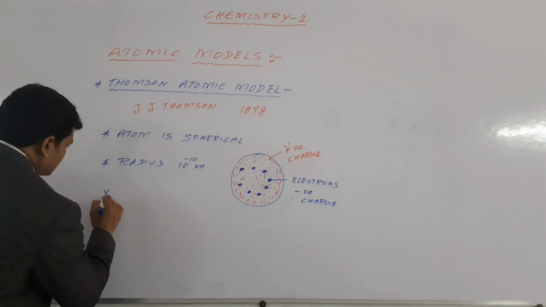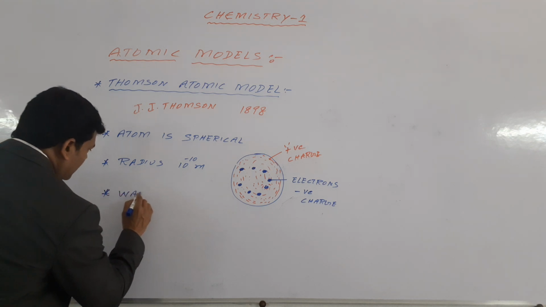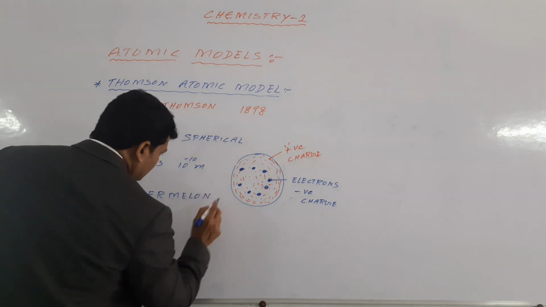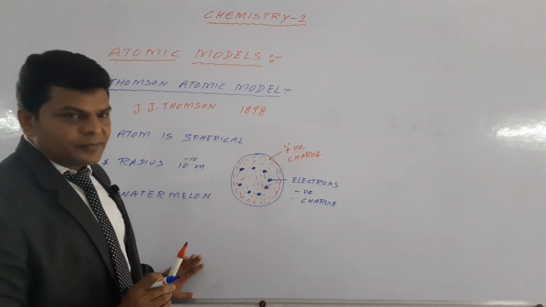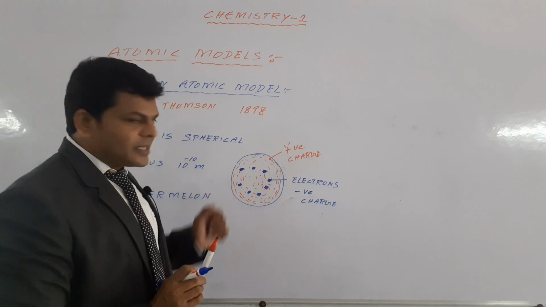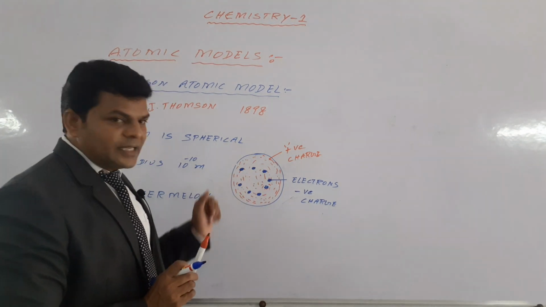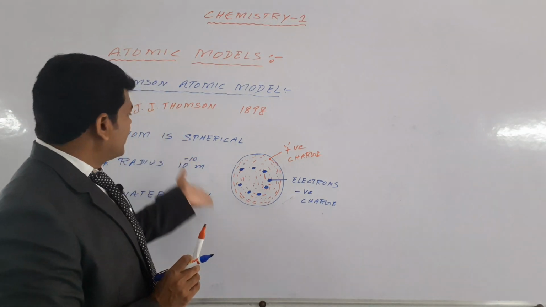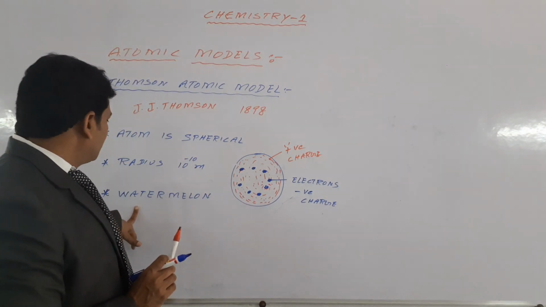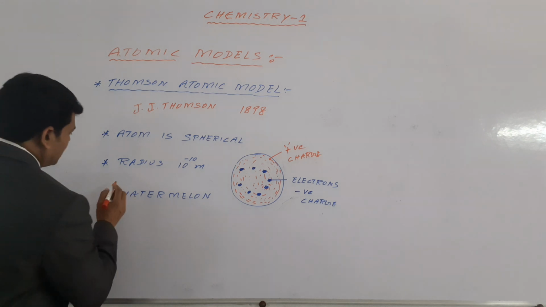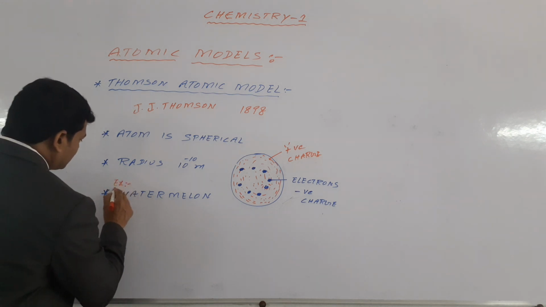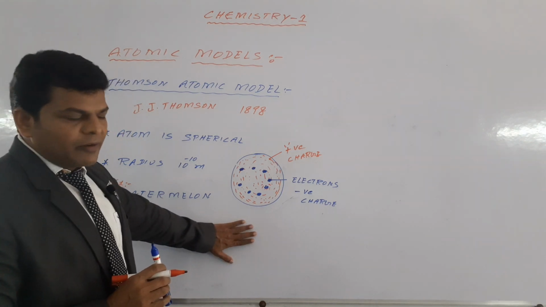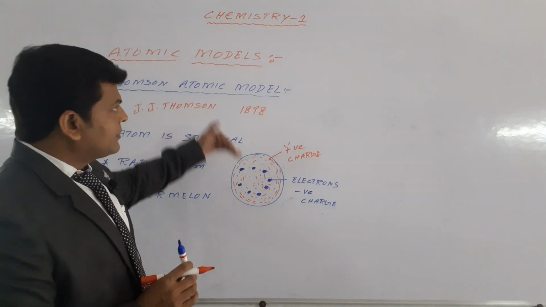If you cut the watermelon, the red substance is nothing but the positive charge and the black seeds are nothing but electrons. That is what Thomson's atomic model says. So watermelon, plum pudding, we may take many examples for this.